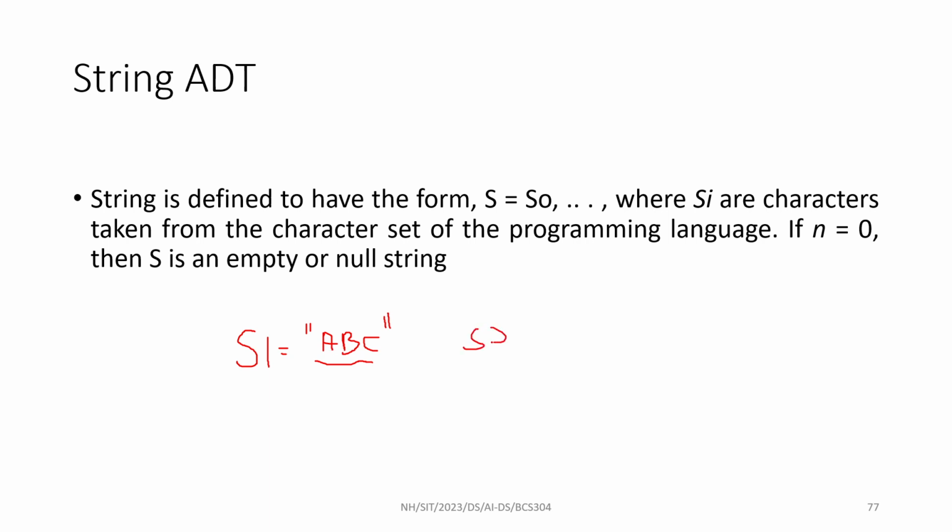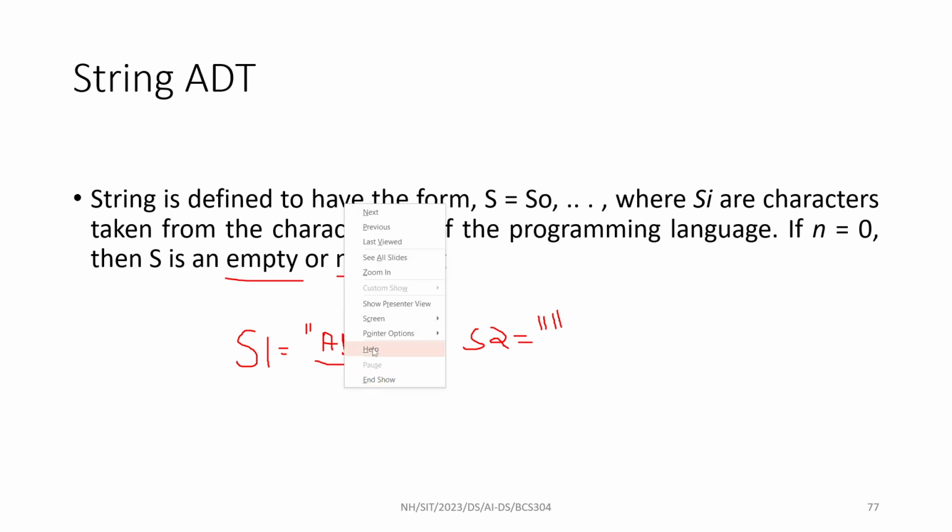Suppose there is a string where we don't have any characters. That is represented with nothing within the double quotes. No characters are found here. So this type of string is called a null string or empty string. This is the empty string, this is a non-empty string. When the number of characters in the string is 0, that string is called a null string, also called an empty string. If the number of characters is not 0, then such strings are called non-empty strings, a set of characters.